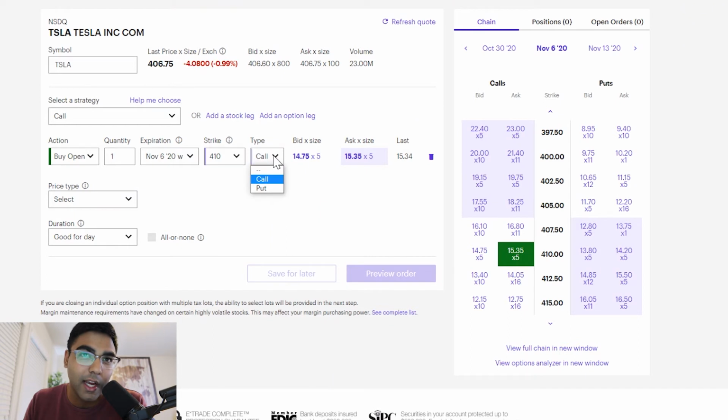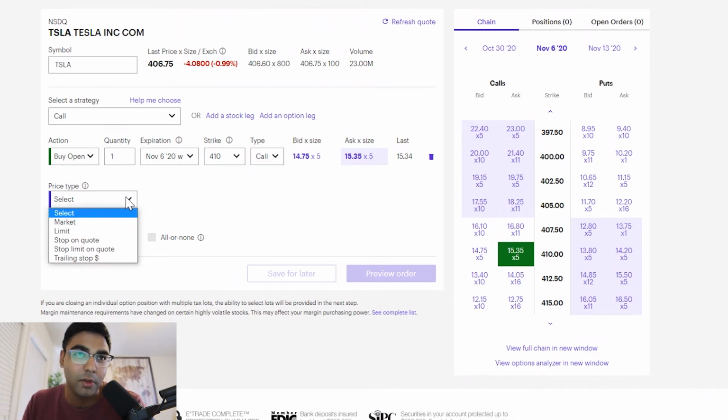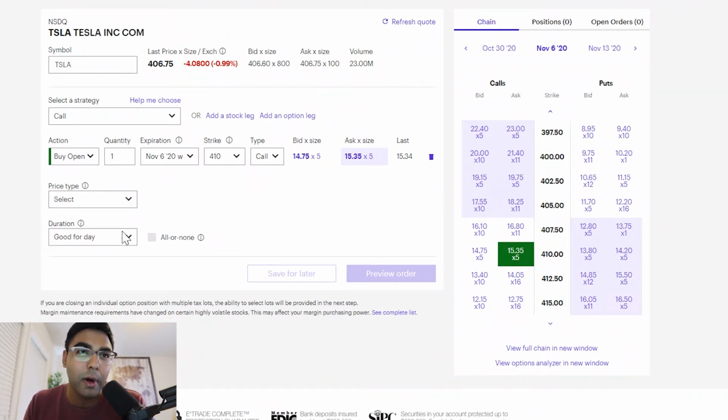And so finally, the type, you got calls and puts, as mentioned. And in terms of price type, you can do market, limit, and there's some other options, and it depends on your brokerage. But duration, you can do good for a day in this case. And all or none, I'll leave out the details of here.